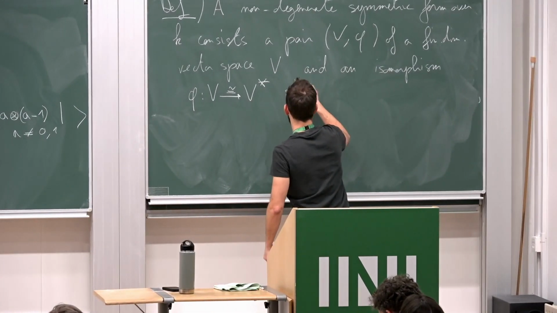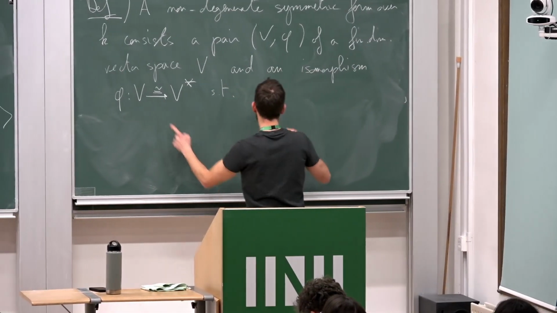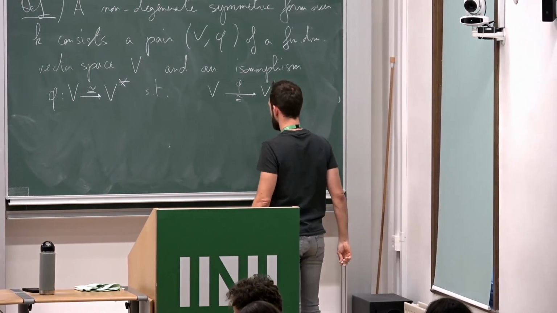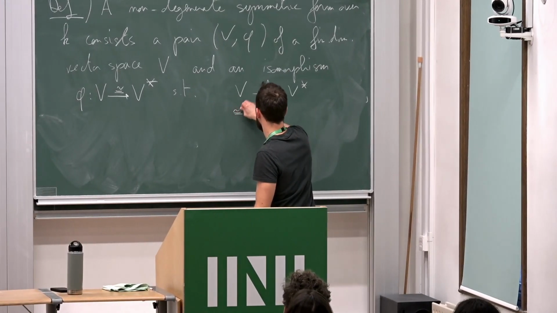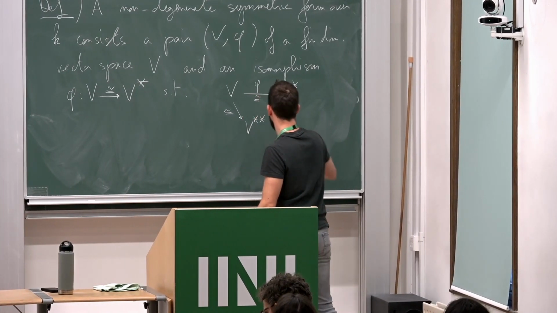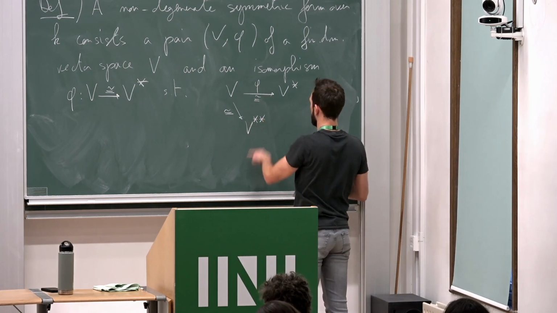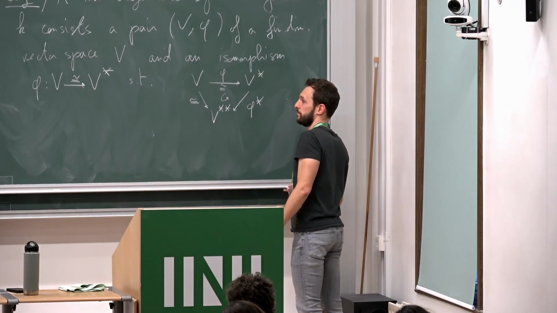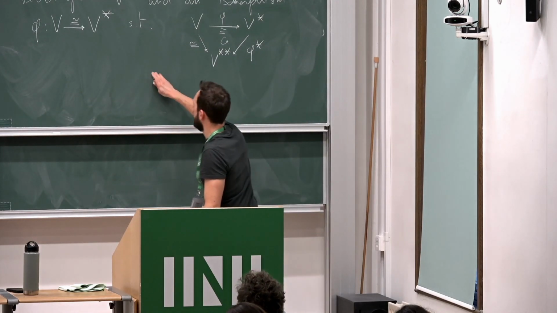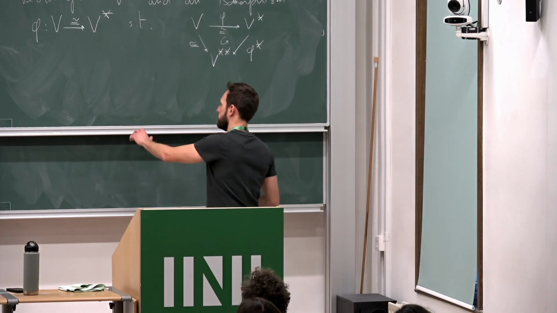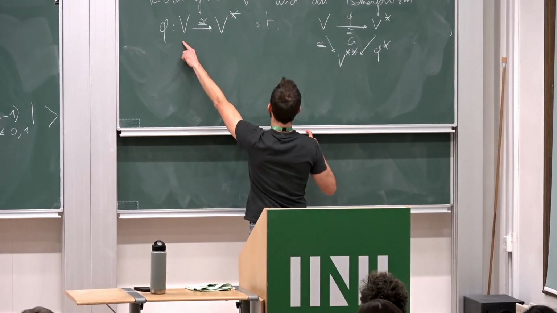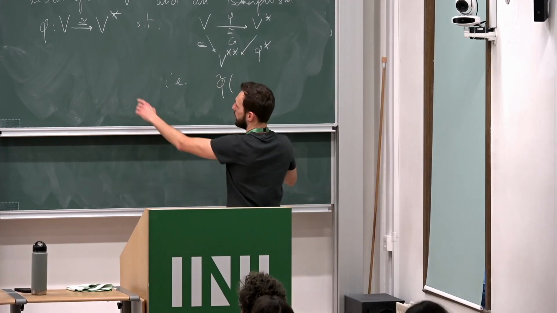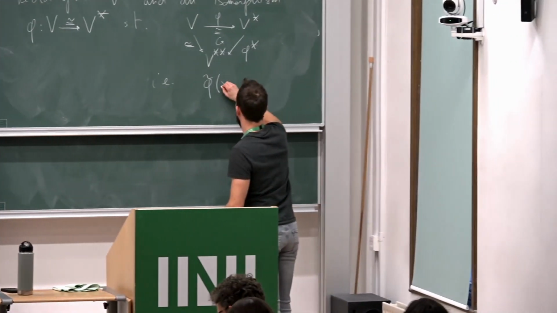And symmetric means that this isomorphism is self-dual in the sense that you can do this, but you can also identify canonically V with its double dual. And phi also defines a map from here to here, which is phi dual. In other words, if you want to think of this map as being a pairing on V instead, this is equivalent to saying that the adjoint, which is a map from V tensor V to K, satisfies that.